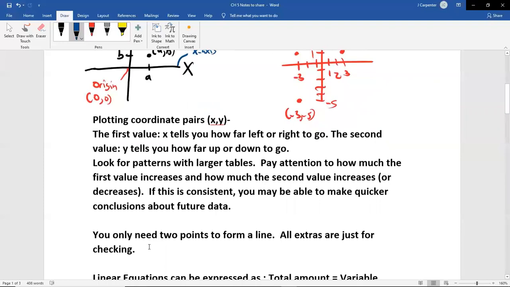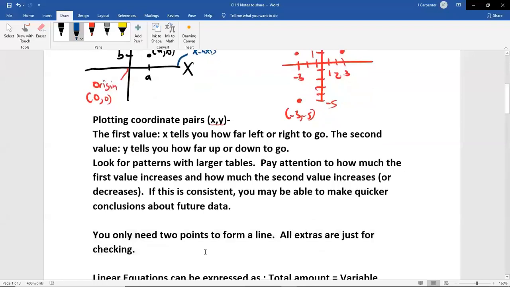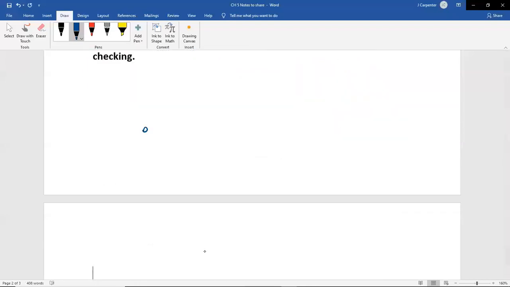Now, ultimately, I want to go ahead and point this out. You only need 2 points to form a line. All extras are just for checking. If you don't believe me, here are 3 points of a line that I just found. Look, there they are. And if I connect them, if I'm a perfect artist, then these would all go through like so. This one is a little off. Just gonna make them a little bigger, a little more exaggerated.